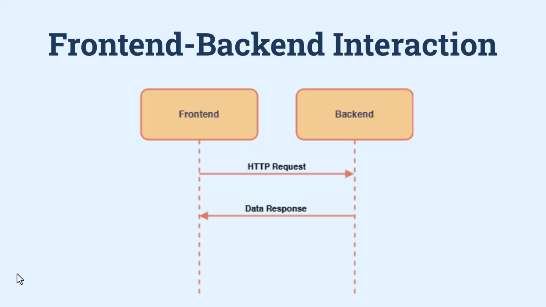The front end communicates with the back end by making API calls. The back end processes these requests and sends back responses, usually in formats like JSON or XML, which the front end then uses to update the user interface.